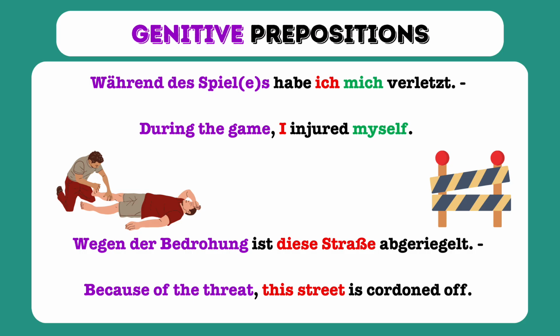Wegen der Bedrohung ist die Straße abgeriegelt. Because of the threat, this street is cordoned off. Wegen is followed by the genitive case, therefore we have der for this feminine noun of Bedrohung.